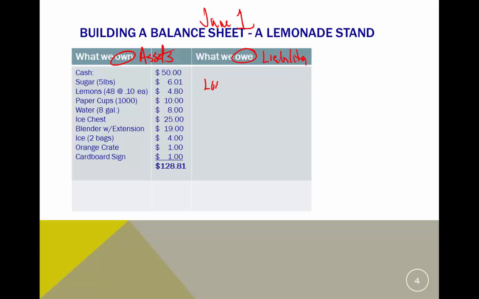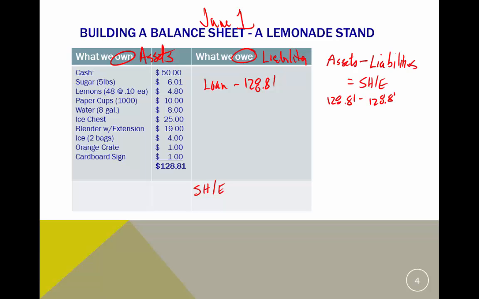So we have a loan, 128.81, and shareholder equity is here, right? We know from this equation that assets minus liabilities, remember it's the difference between what you owe and what you own. In this case, 128.81 minus 128.81 equals 0.